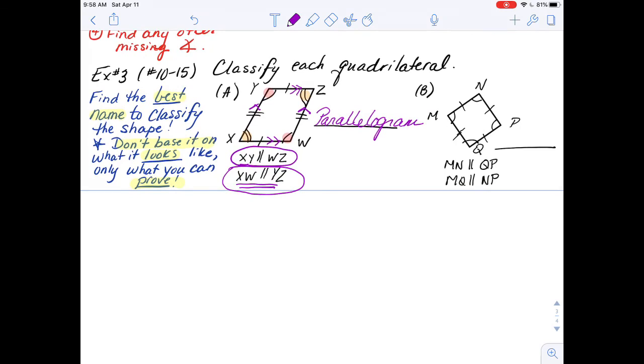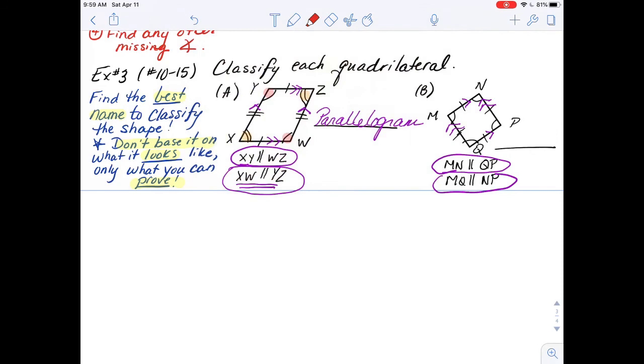Now on B, let's see what we've got. MN is parallel to QP. So let's put those parallel signs on there. MQ is parallel to NP. So that's different. So those are parallel to each other. So 2 pairs of parallel sides, automatically a parallelogram.